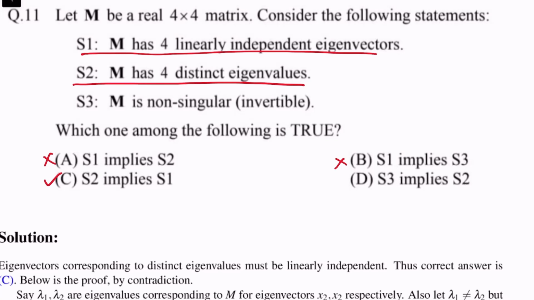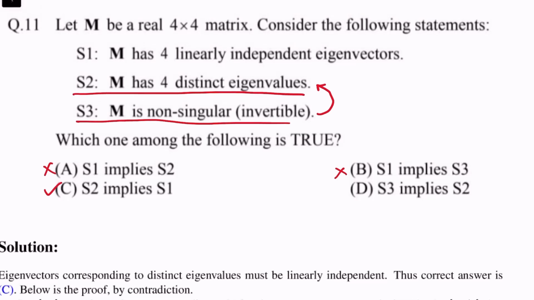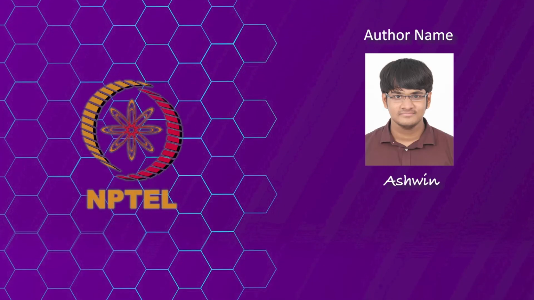And D, which is S3 implies S2, says if M is non-singular, that is, if M is invertible, then M has 4 distinct eigenvalues. Again, take the example of the identity matrix. The identity matrix is invertible, that is, I inverse is equal to I, but as we have seen, all the eigenvalues are equal to 1 for the identity matrix. So therefore this is also not true. Thus the correct answer to this question is option C.